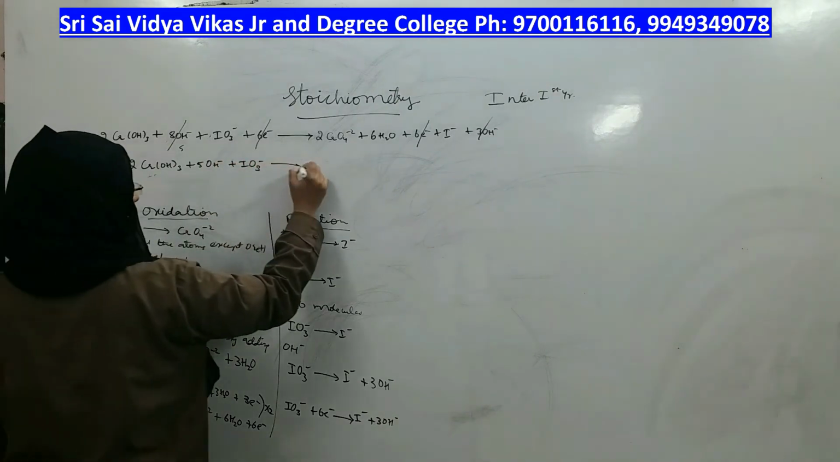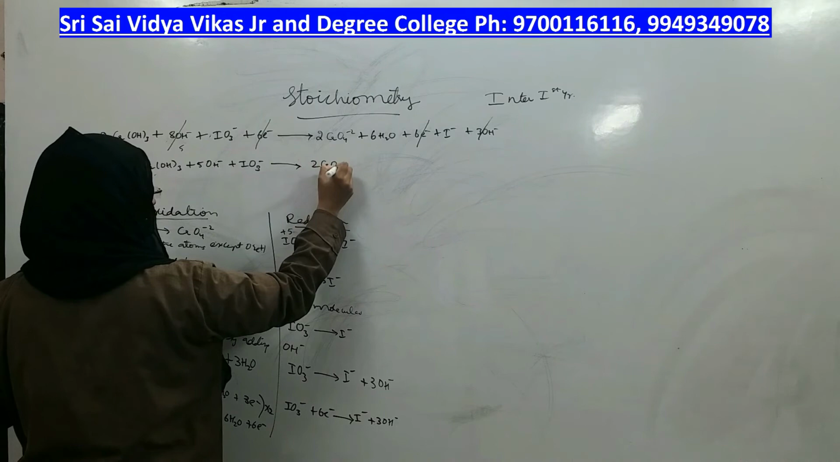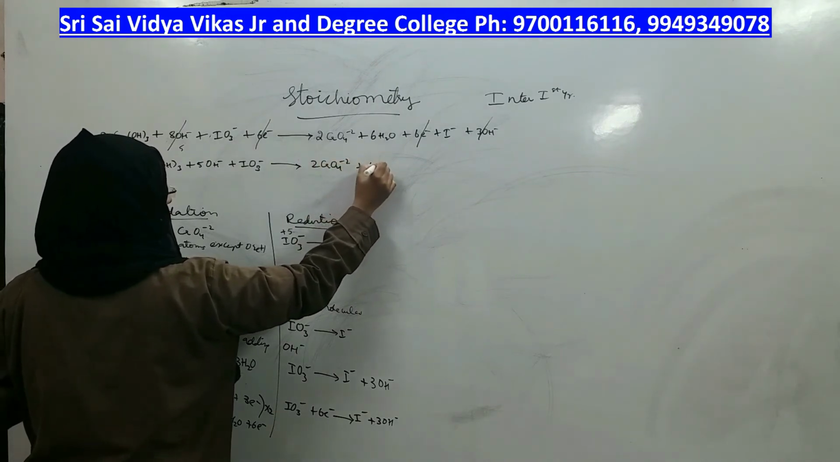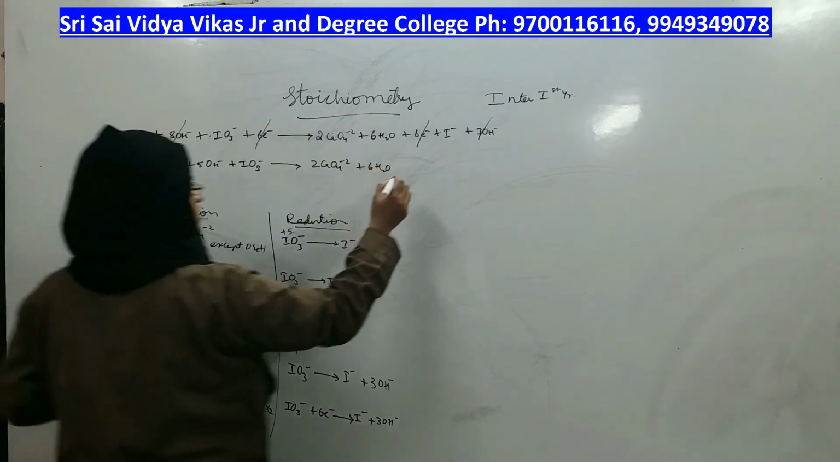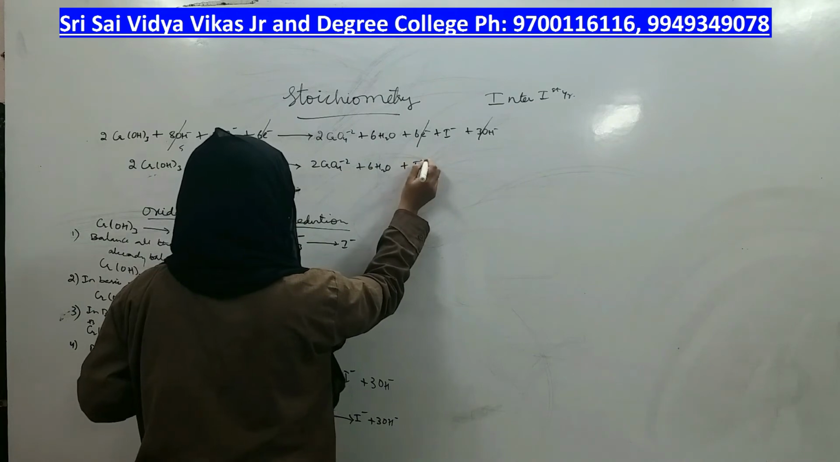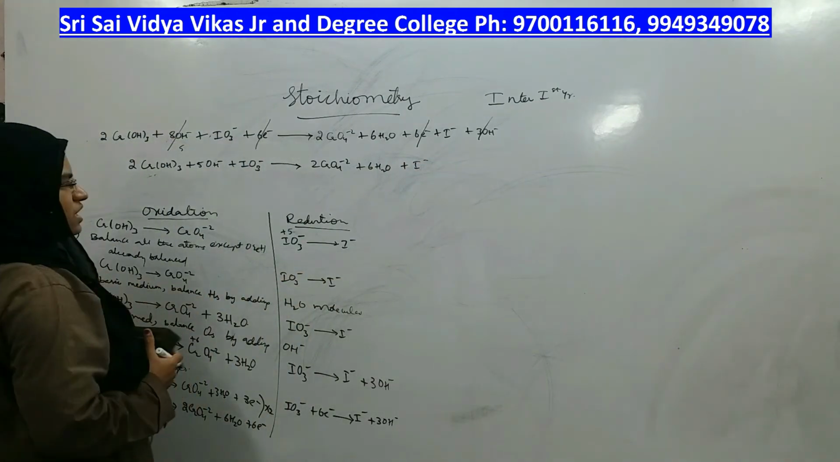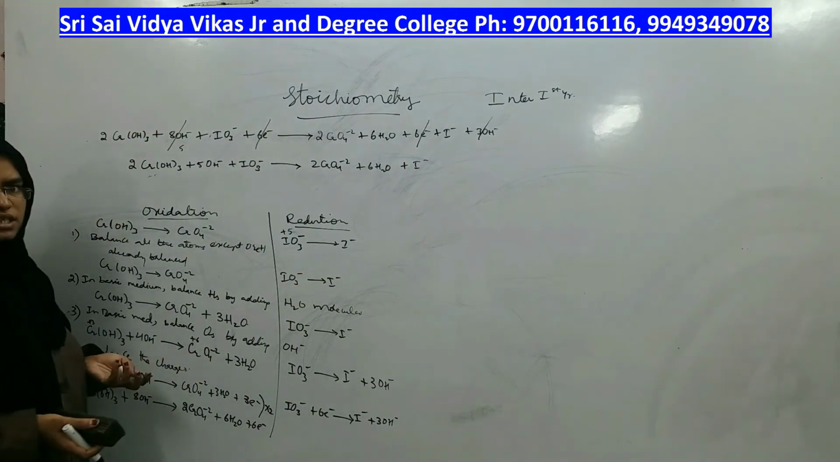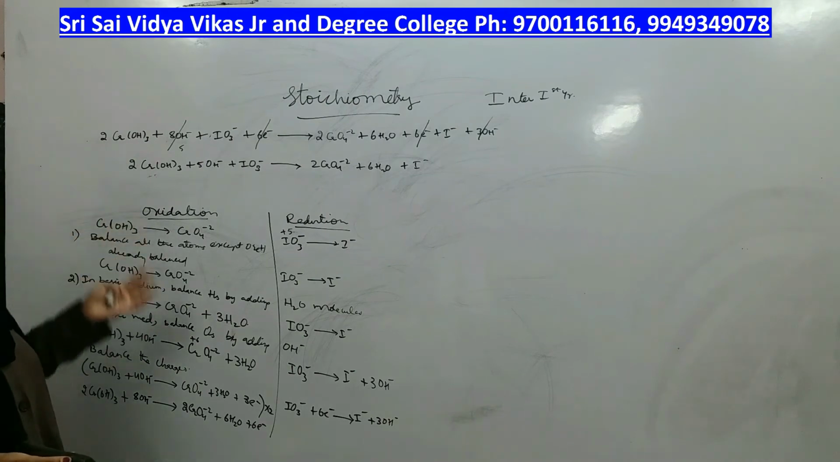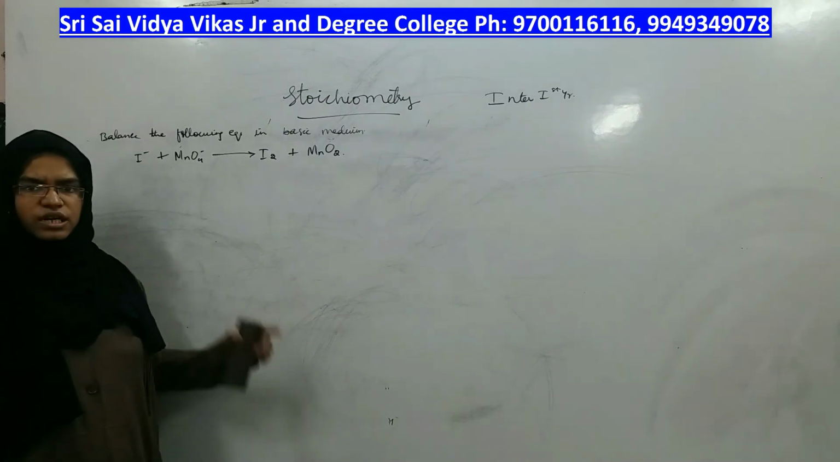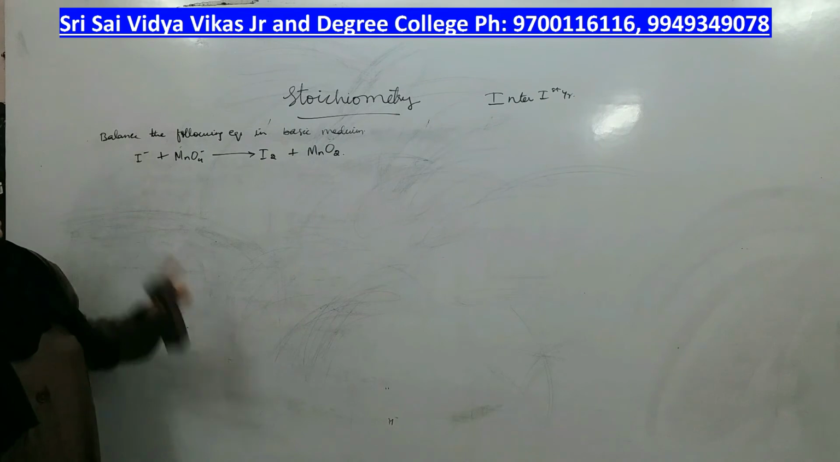Iodate gives rise to 6 water molecules plus iodide. This is the final equation which is balanced in basic medium, right? You copy all the steps. Now let us balance the given equation in basic medium.